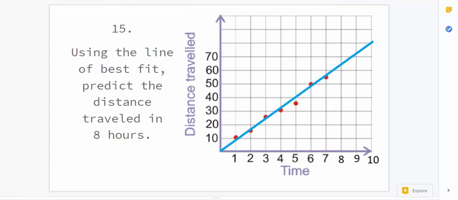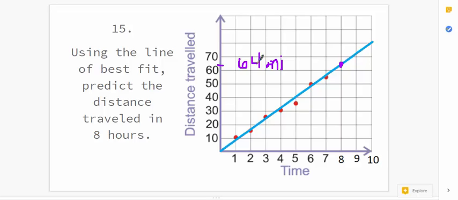Question number 15. Using the line of best fit, predict the distance traveled in 8 hours. So if I go on the x-axis to 8 hours, and I follow it up, I see that it hits our line right here. So then if I follow that over towards the left to the y-axis, I can see it's right about here, and below it is 60, above it is 70. It's not quite in the middle, so I'm going to estimate that the distance traveled would be about 64 miles.